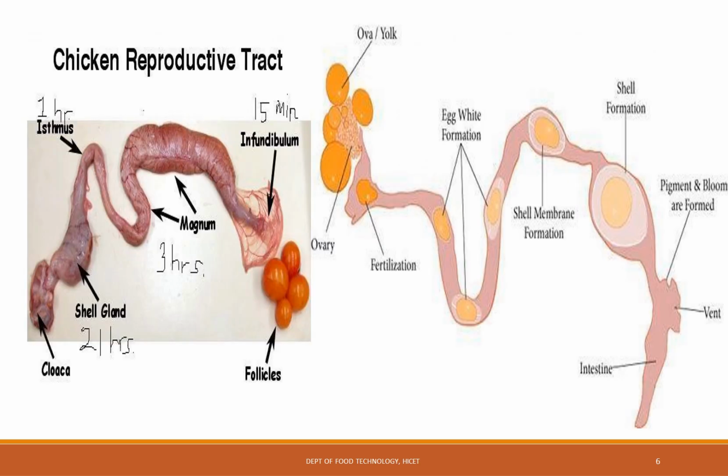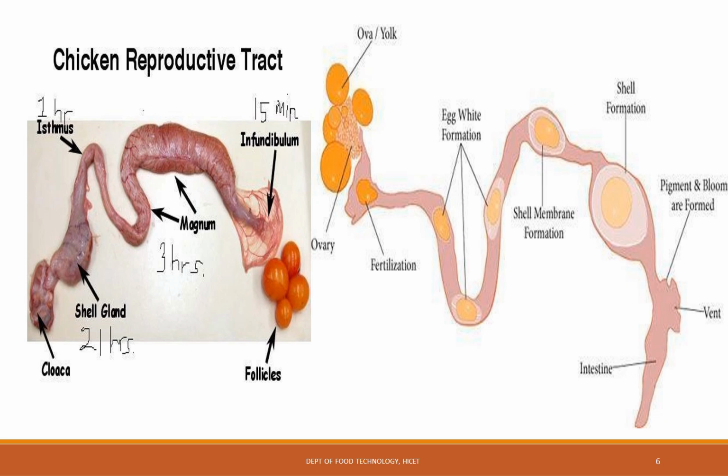So this is the pictorial representation of the process of formation of eggs. In the chicken reproductive tract, as you can see, the infundibulum region is where the yolk is picked up. After the infundibulum region absorbs the yolk, fertilization takes place. After fertilization, it goes to the next region, the magnum region, where egg white is formed.